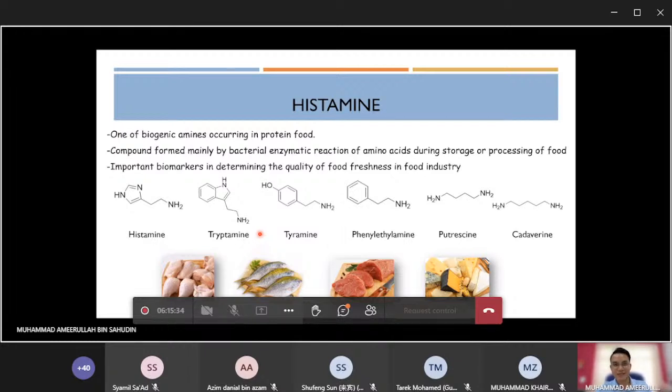For instance, chicken meat may still be pinkish and within the expiry date, but we cannot justify the quality by its appearance. So we need to quantify it based on food spoilage markers, which is histamine. Histamine is one of the indicators of food spoilage or food freshness.